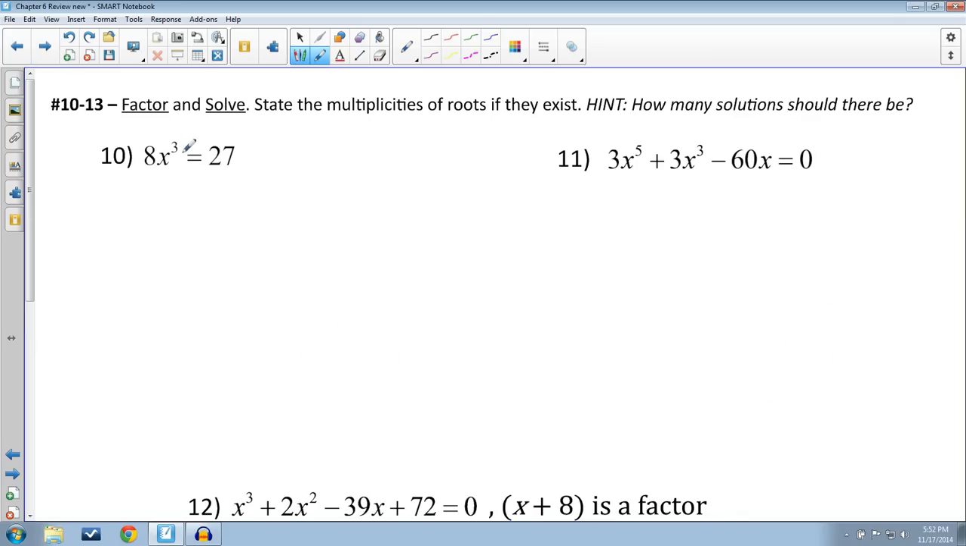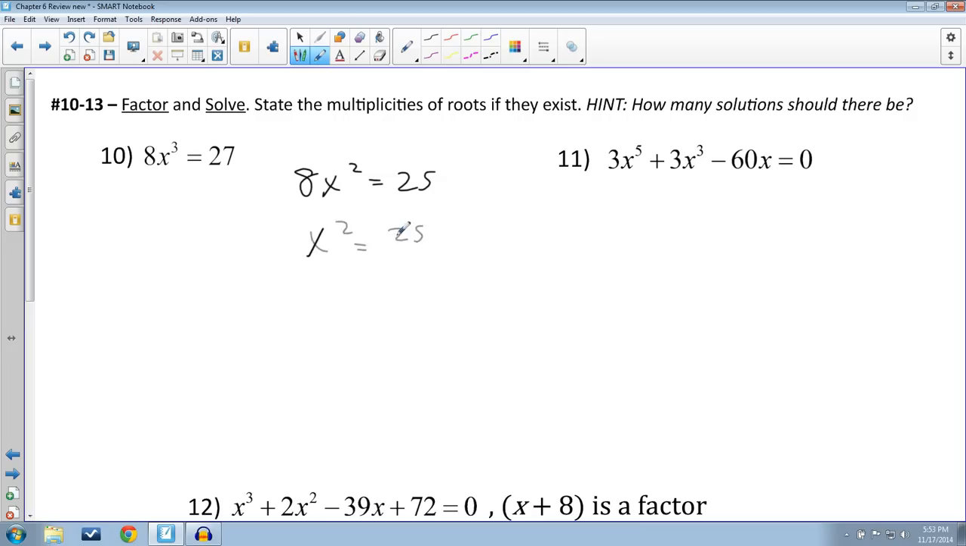Okay. Number 10. Factor and solve. Okay, I'm going to deviate here for a second. Let's do, what if this said 8x squared equals 25, for example? One way you could do this, by the way, is you could divide by 8.